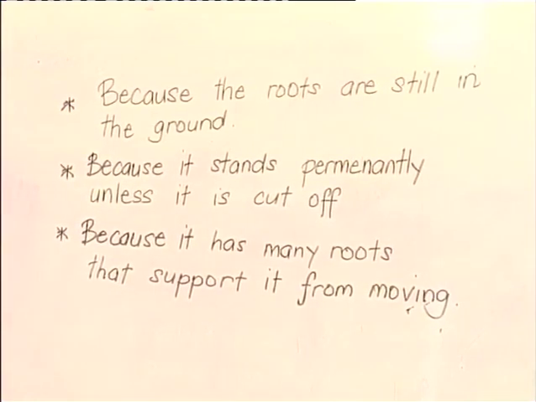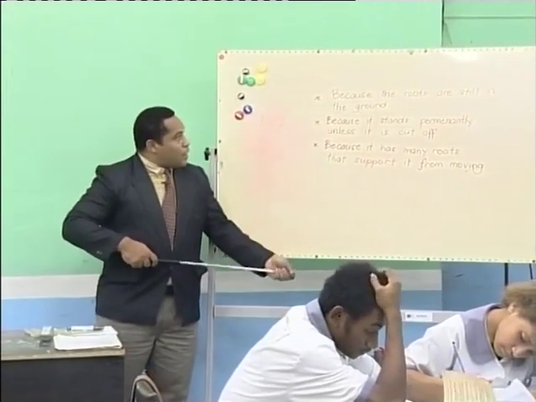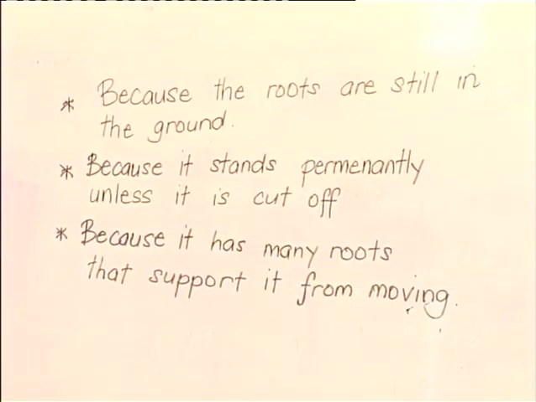Okay, thank you 6C for your answers and also the receiving students. Now let's look at those 3 answers that our friends from the model class gave. Number 1, because the roots are still in the ground. Number 2, because it stands permanently unless it is cut off. And number 3, because it has many roots that support it from moving. Now let's look at our answer for that question.